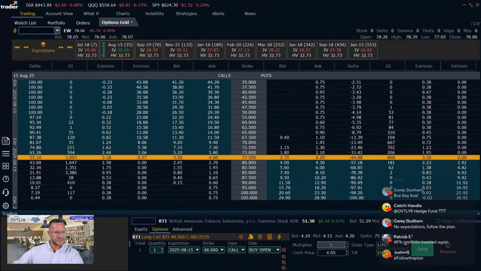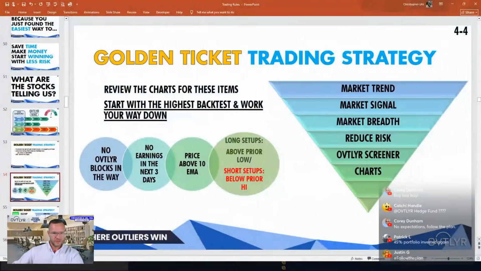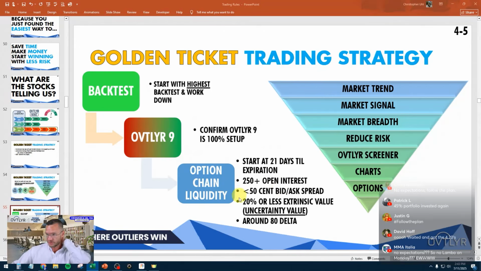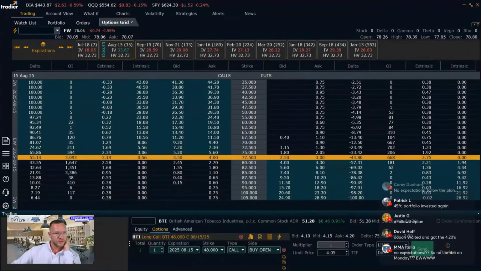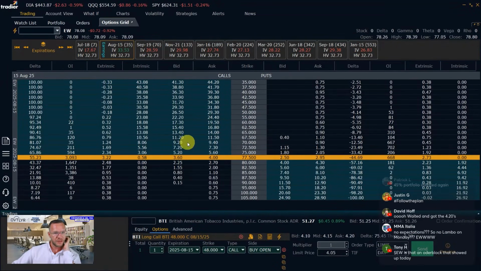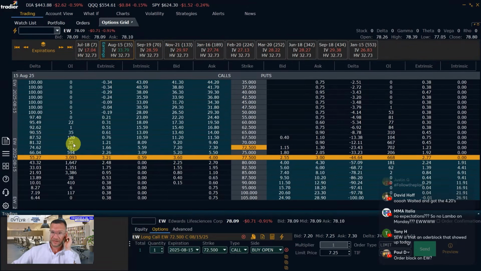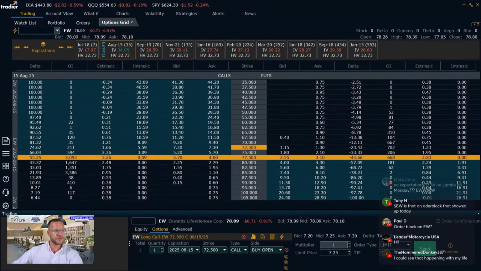We're looking at the August 15th. Here, this is what I'm looking for. Starting at 21 days to expiration, 250 plus open interest, less than 50-cent bid-ask spread, 20% or so extrinsic value. And that puts us around the 80 delta. So if we look, that puts us on the EW August 15th, 72.5 calls. Now it's a little light on liquidity. 211 versus 250 is what I normally go with. I'm okay with that as long as you guys don't steal it from me.